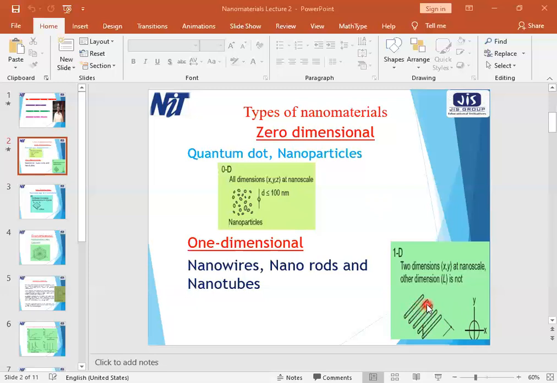Carbon nanotube we will discuss. This is the strongest material of the world invented till now. So carbon nanotube is a one-dimensional nanomaterial.